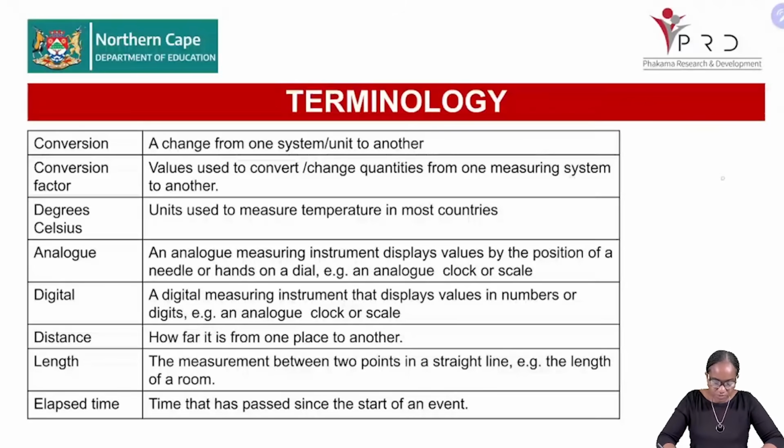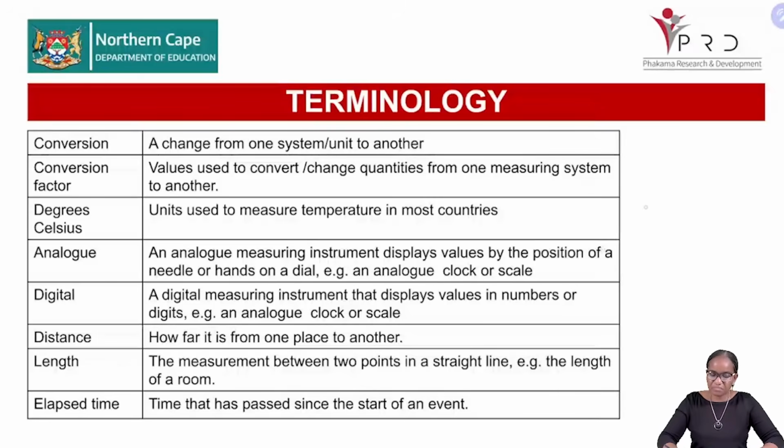An analog measuring instrument displays values by the position of a needle or hands on a dial, e.g. an analog clock or scale. Those kinds of clocks where you have your numbering from 1 to 12 are called analog clocks.